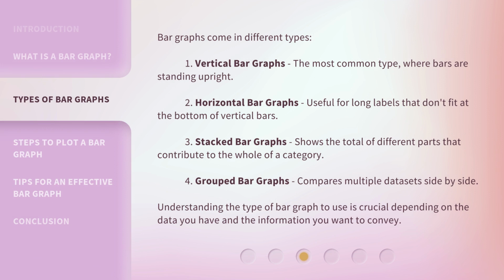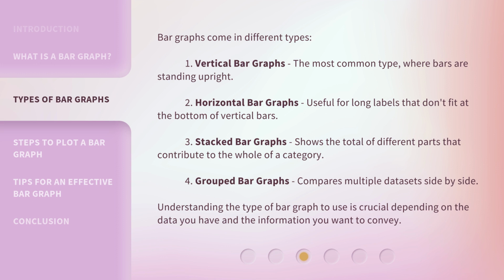Bar graphs come in different types. 1. Vertical bar graphs, the most common type, where bars are standing upright. 2. Horizontal bar graphs, useful for long labels that don't fit at the bottom of vertical bars.